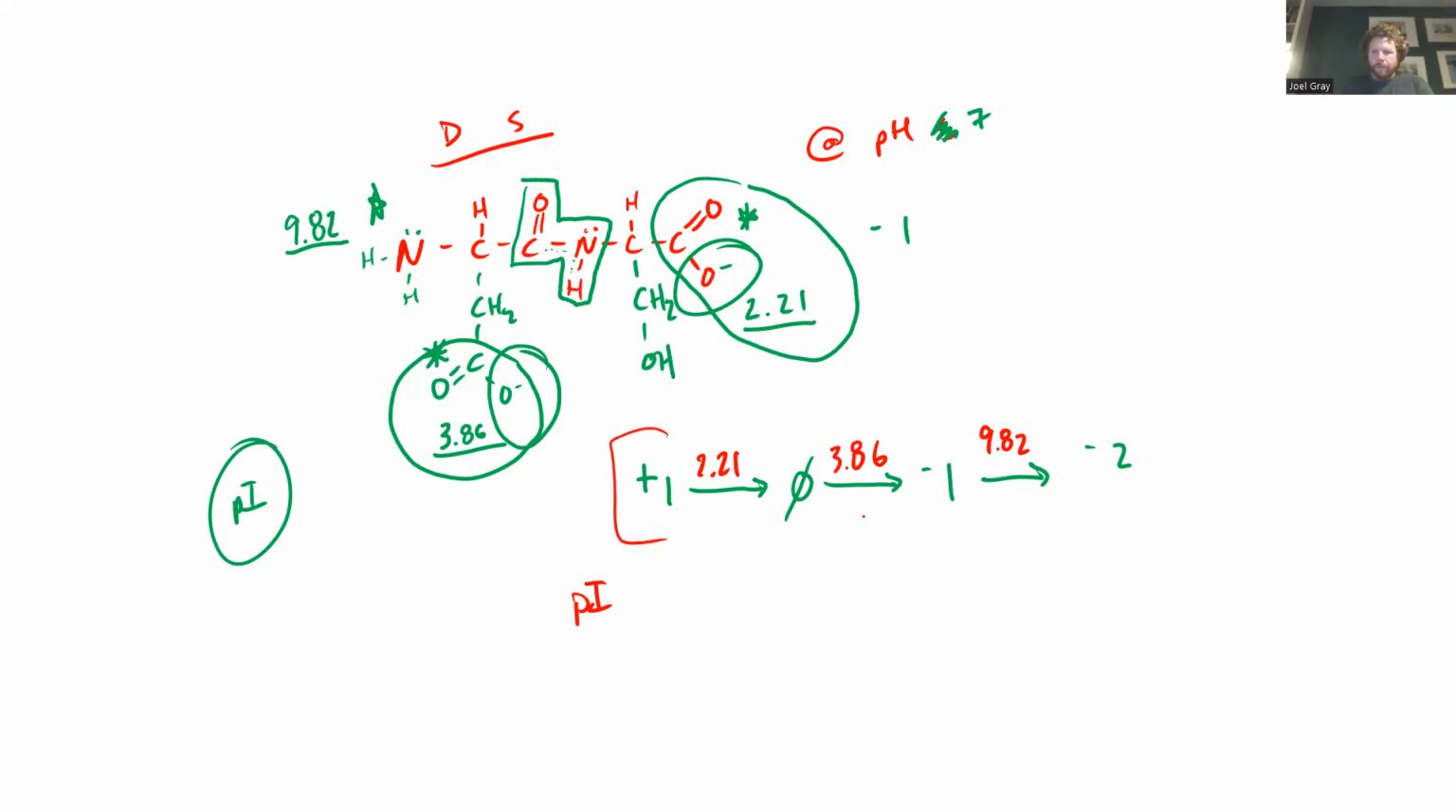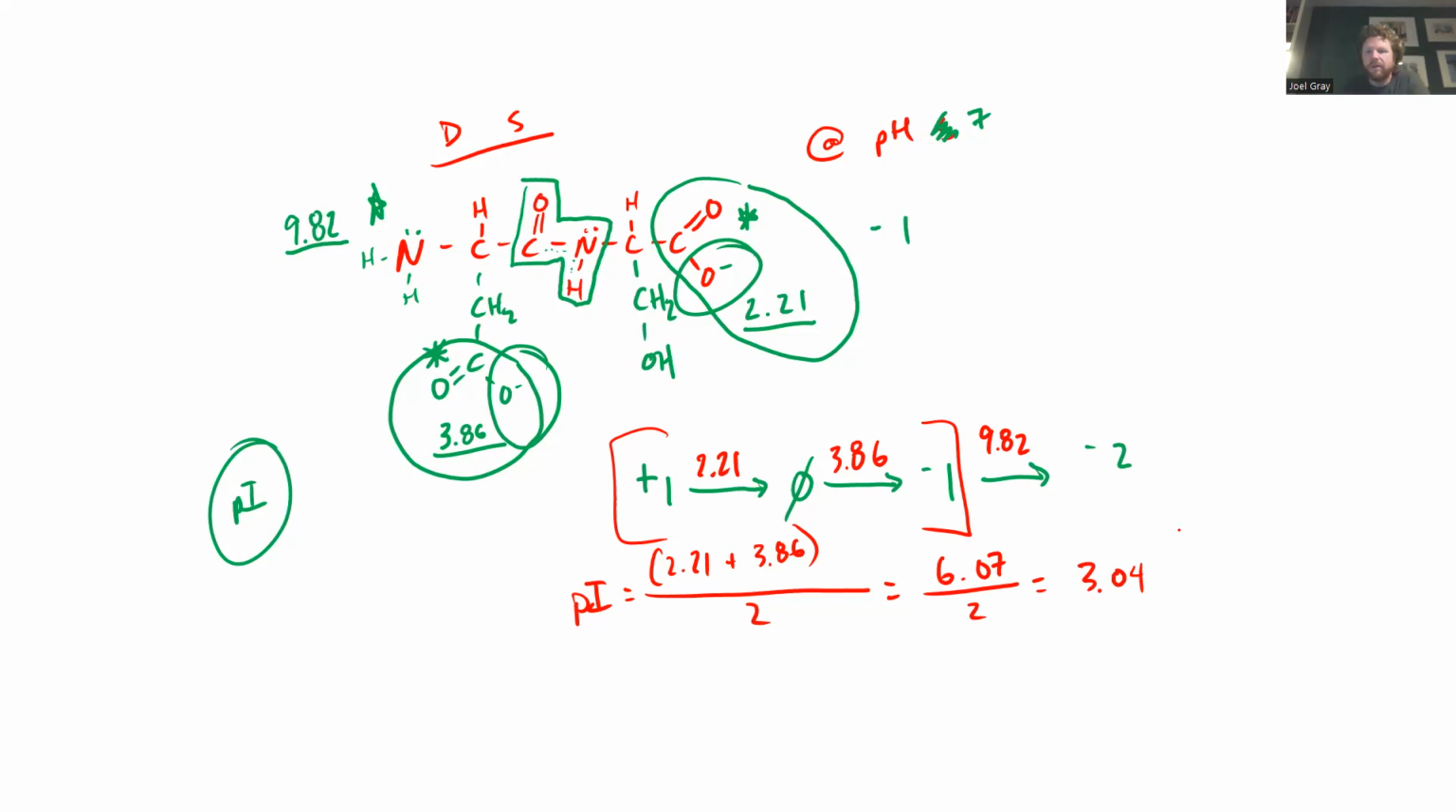So my pI is going to be, what are the pKa values that flank my 0 overall charge? So I'm going to say 2.21 plus 3.86, close parentheses, divided by 2. That would be 6.07 divided by 2. It's going to be about 3.035, or 3.04 for the sake of rounding and significant figures. So my pI for this molecule is approximately 3.04.